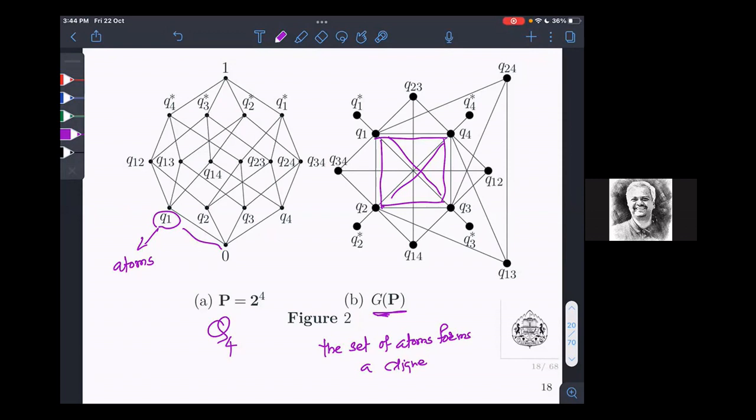Then, I can give exactly 4 colors to color this graph. So essentially 4 colors are enough to color this graph. Now one can see here, the number of atoms is 4, and you need 4 colors to color this graph.